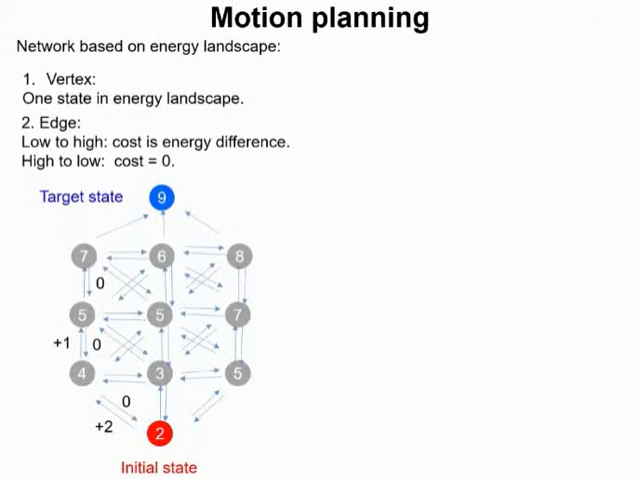To find the best trajectory, we first make a network based on the energy landscape. The vertices are states with different potential energy. The edges are the energy costs when the body moves from one state to another. From low energy state to high, we set the cost as the energy difference. From high to low, we set the cost as 0. In this way, we get a non-conservative field.